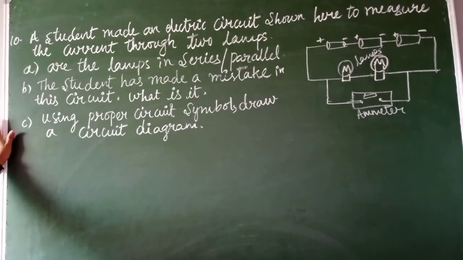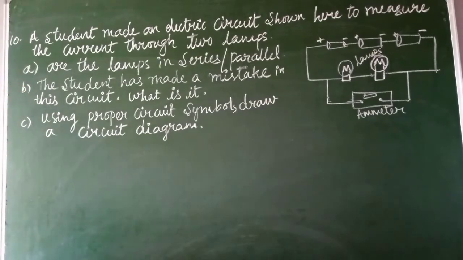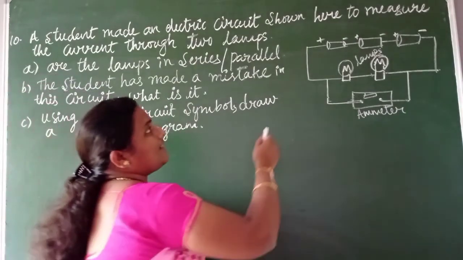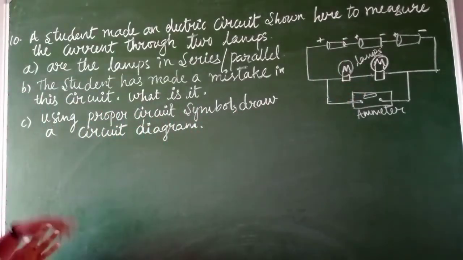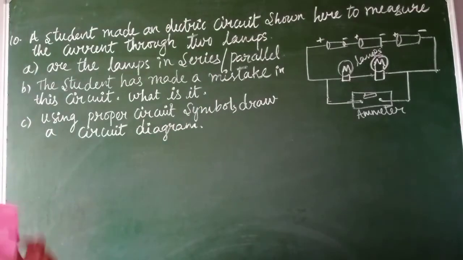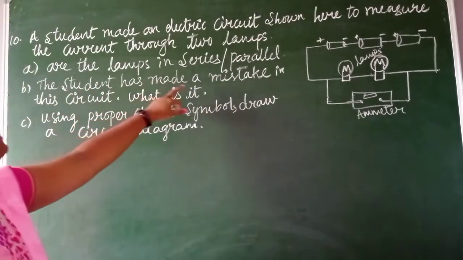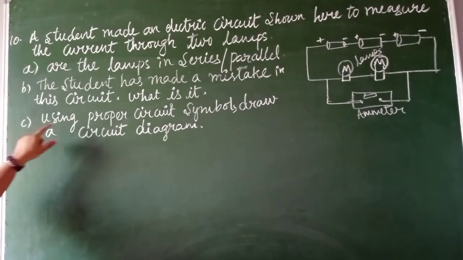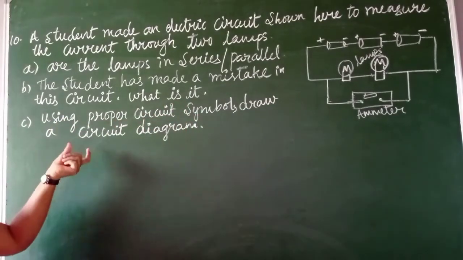This question is based upon logical thinking, children. One circuit diagram they have given, and based upon that diagram they have asked a few questions. So let me read the question. A student made an electric circuit shown here to measure the current through the two lamps. This is the electric circuit made by the student, and here two lamps have been used. The first question is whether the lamps are in series or parallel. Second, the student has made a mistake in the circuit. What is that mistake? Third, using proper circuit symbols, draw a circuit diagram.